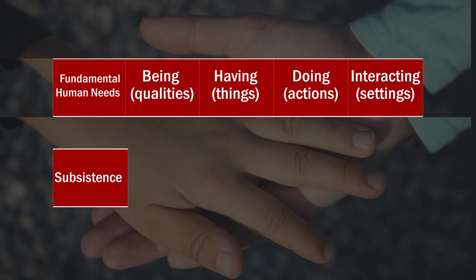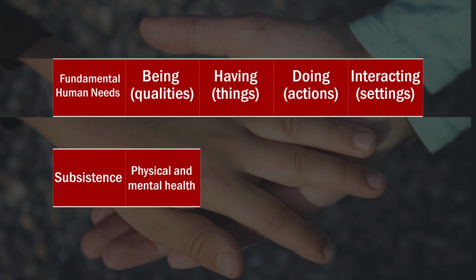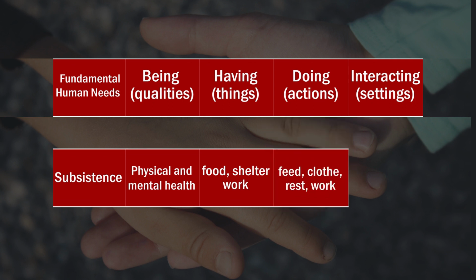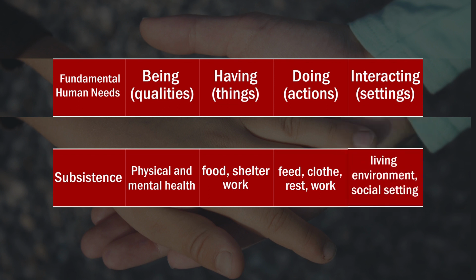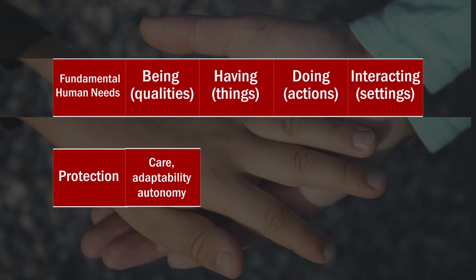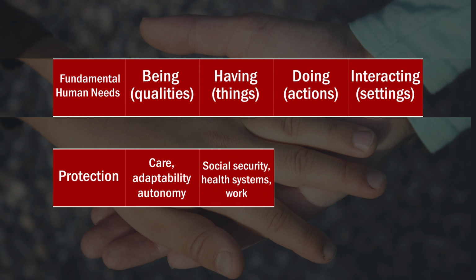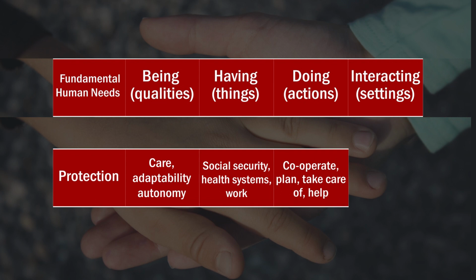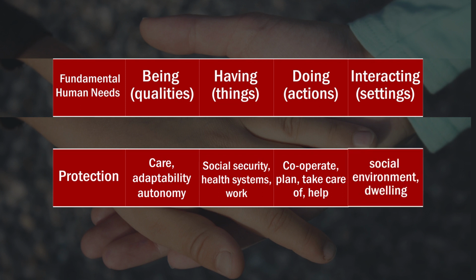So, let's begin with the first fundamental human need of subsistence. Looking at it from the perspective of being, we can talk of physical and mental health. Having food, shelter, work. Doing to feed, clothe, rest, and work. And interacting would include living, environment, and social setting. Protection includes care, adaptability, autonomy. Social security, health systems, work. Cooperation, plan, take care of, help. Social environment, dwelling.